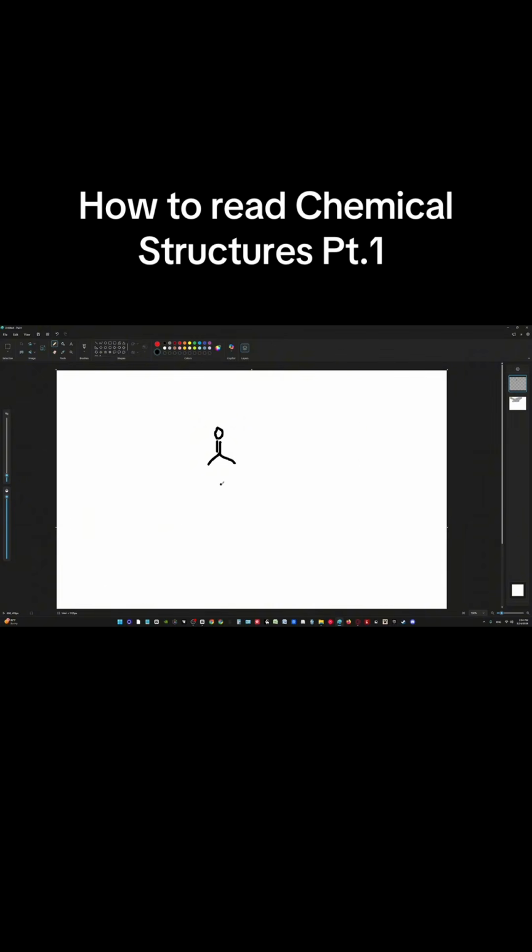Well, how many ends does this have? It has one end, one bend, and another end. So it has 3 carbons. Now we can see clearly it has an oxygen. So we can write 1 oxygen.